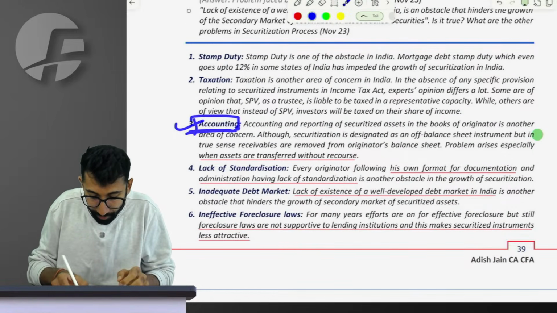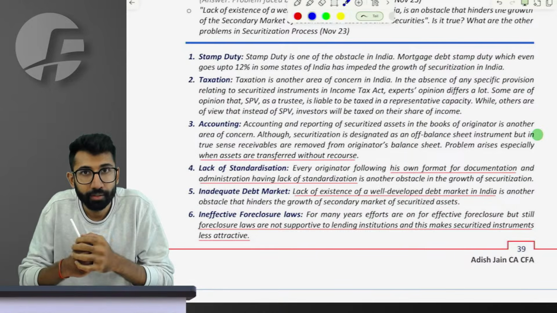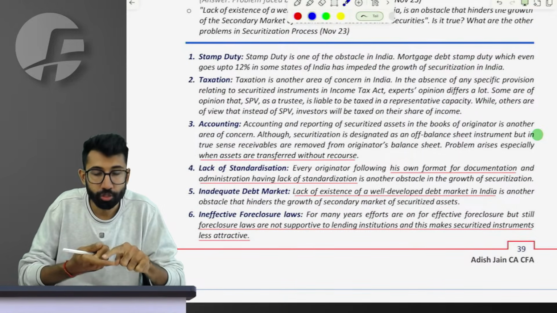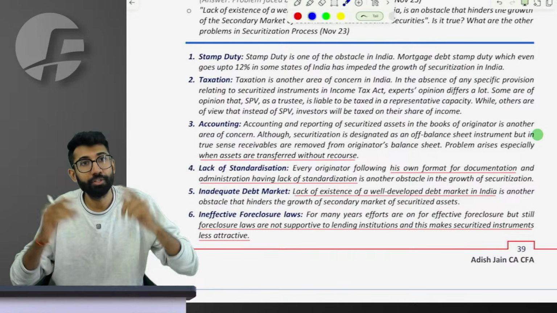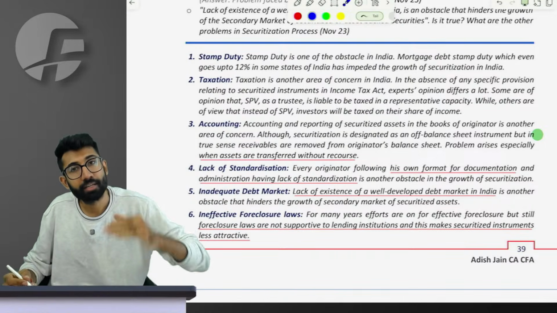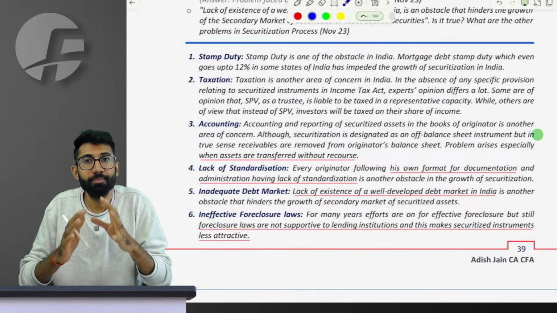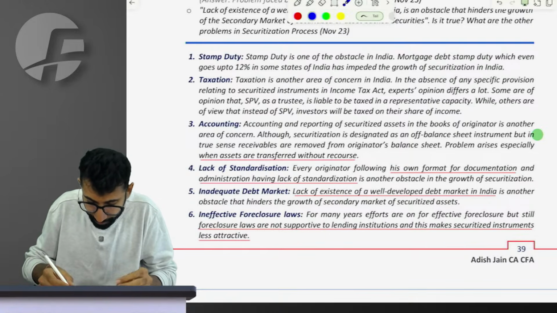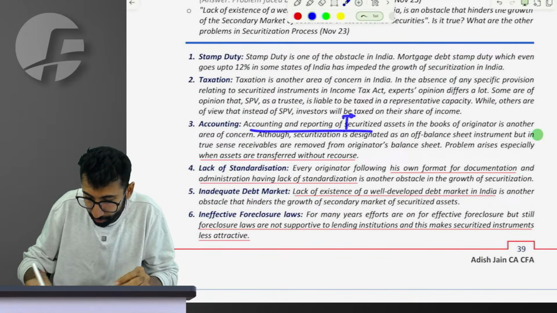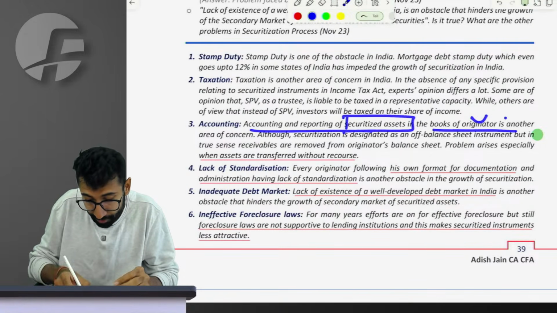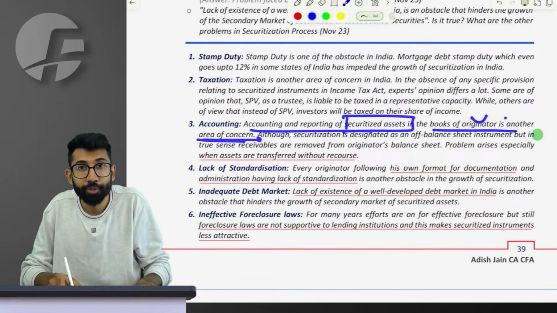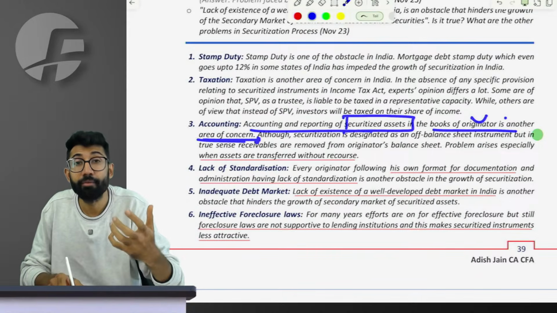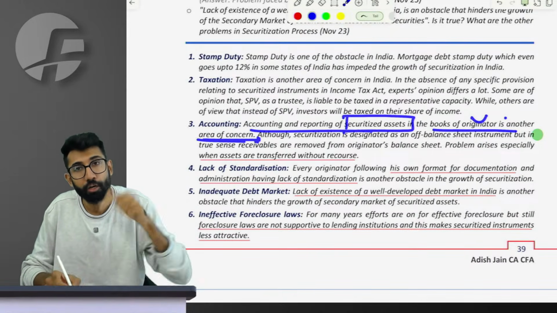Next is accounting. Again, this is a newly grown area. How exactly should the accounting be done in the books of the originator and the books of the SPV? We don't have a standardized accounting principle for that, which makes it really difficult for the investor to analyze the securities. So accounting and reporting of the securitized asset in the books of the originator is another concern. In the books of the bank, because the illiquid financial assets have been removed from the books, how will you account for it?